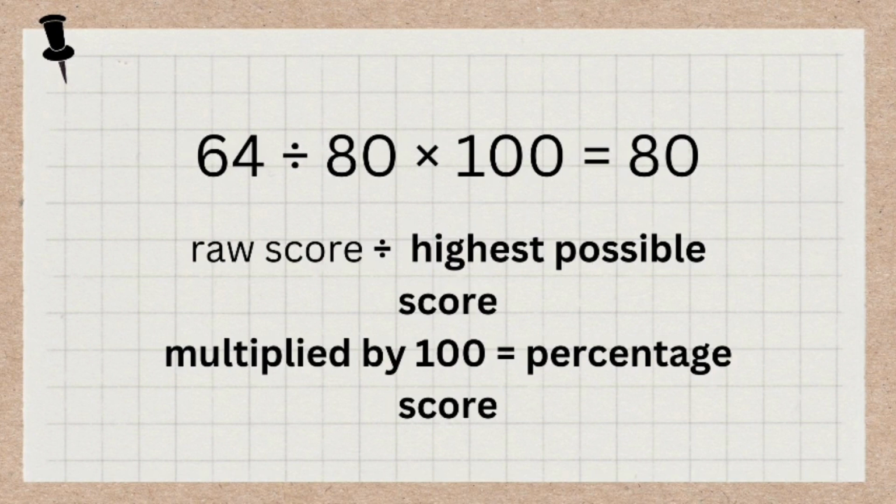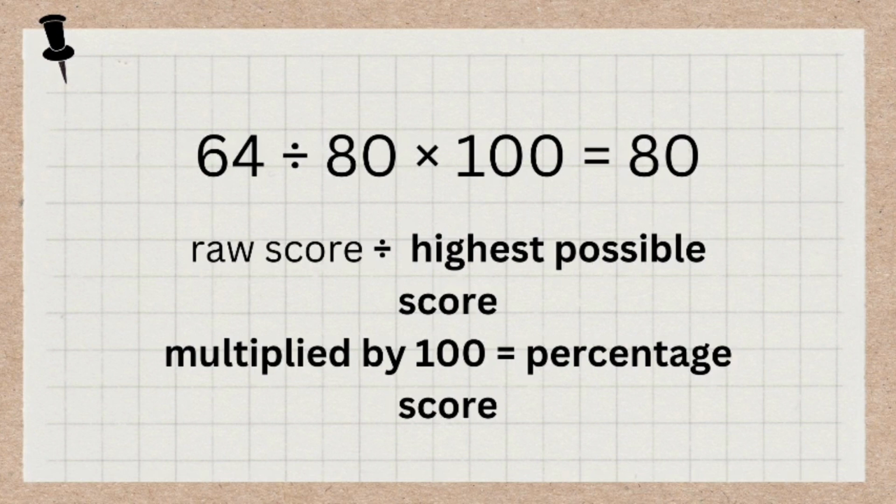As a case in point, suppose a grade 2 student acquired a total score of 64 in science out of 80 points specifically on graded works. So the percentage score is 80. This was calculated by dividing the total raw score by the highest possible score multiplied by 100. So it will be 64 divided by 80 times 100.